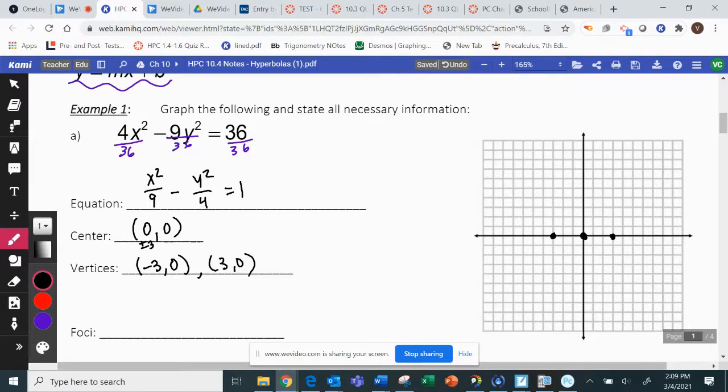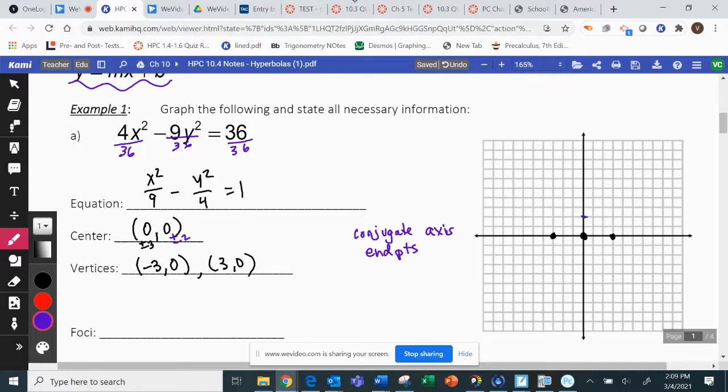I am going to find the other points that are the ends of the conjugate axis. Conjugate axis endpoints, but they're not called vertices. I'm going to find those, though, and you'll see why next. So those would be plus or minus 2 on the y's.